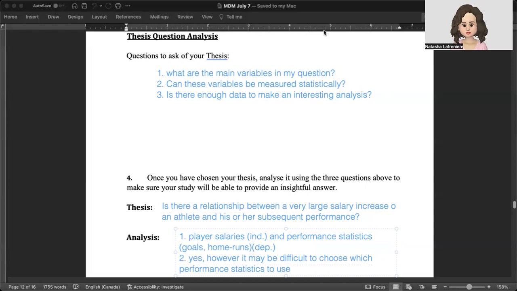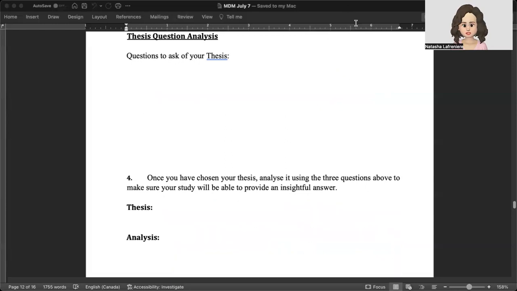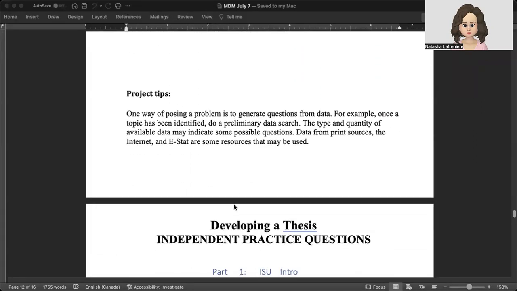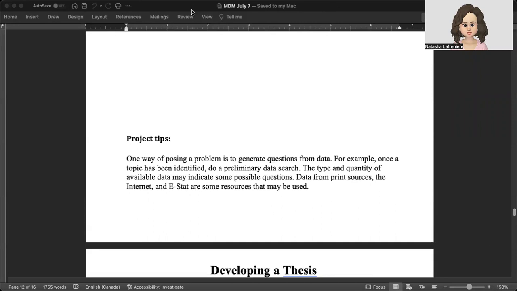And I don't have room here for number 3, so I'm going to clear this and we're going to answer 3. Okay, and then number 3, our question was, is there enough data to make an interesting analysis? So yes, there would be a lot of available data for performance of professional athletes, and their salaries and performance.